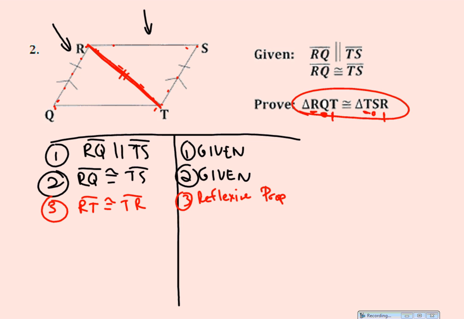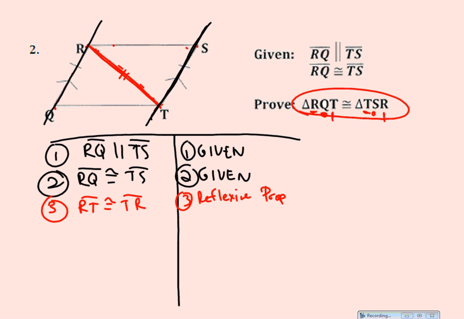Okay, well, I know these two things are parallel. These two lines right here are parallel. Well, if they're parallel, I know some things about parallel lines. Maybe I can look at some angles to help me out here. I know the alternate interior angles are congruent. I know alternate exterior angles are congruent. I know corresponding angles are congruent. And I know consecutive interior angles are supplementary.